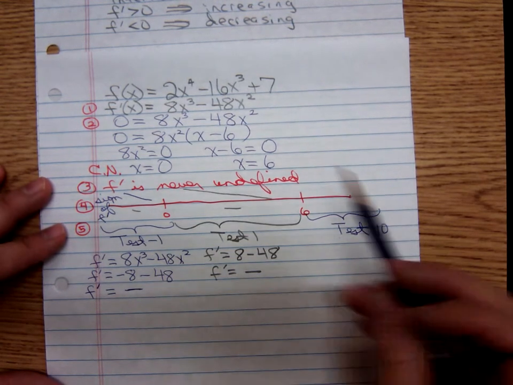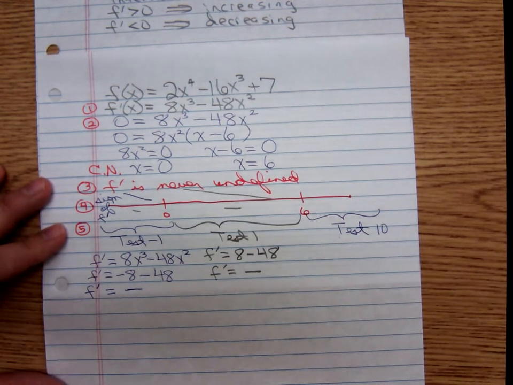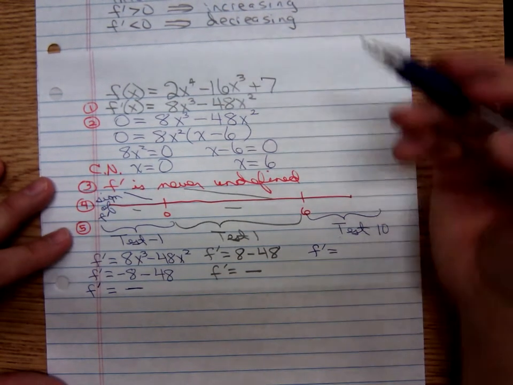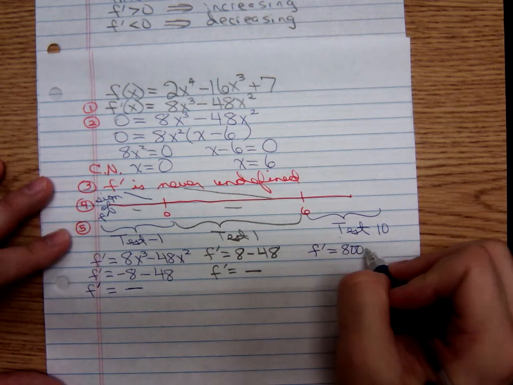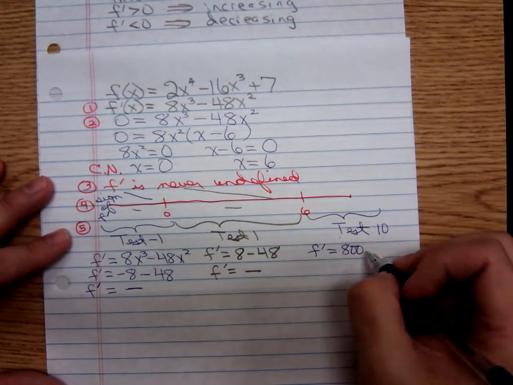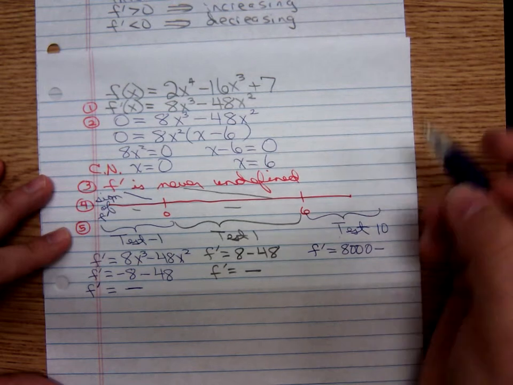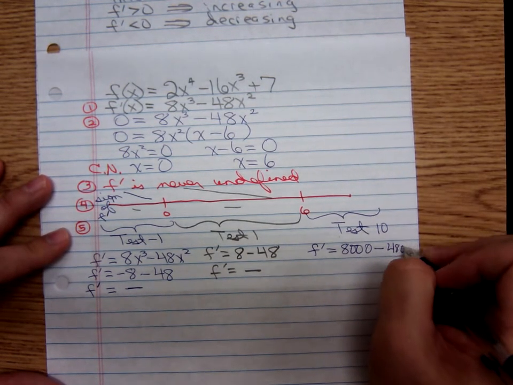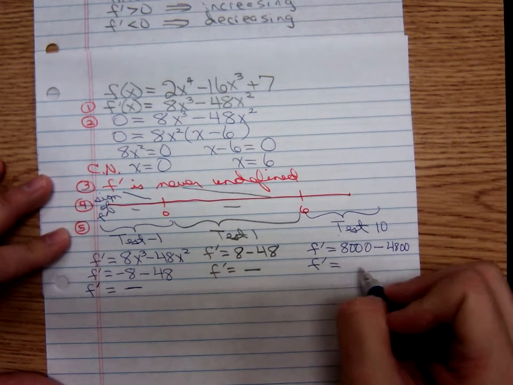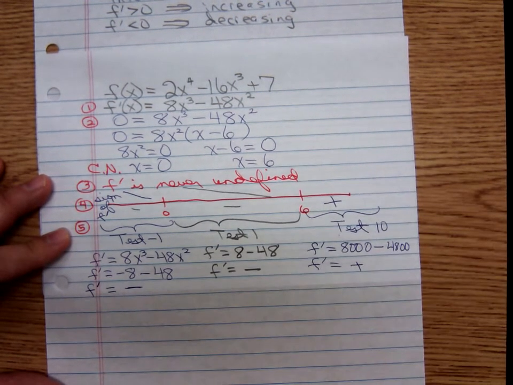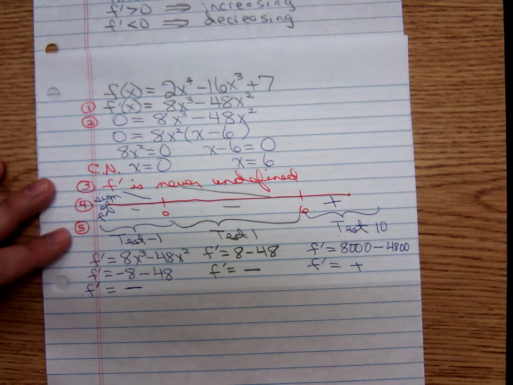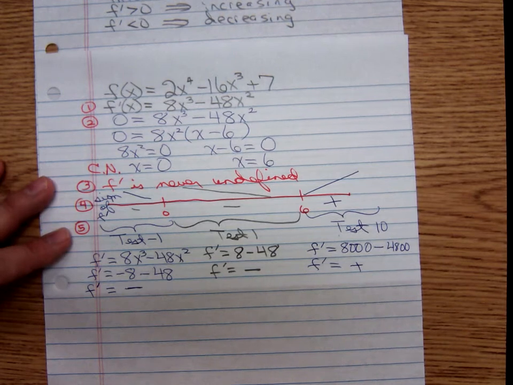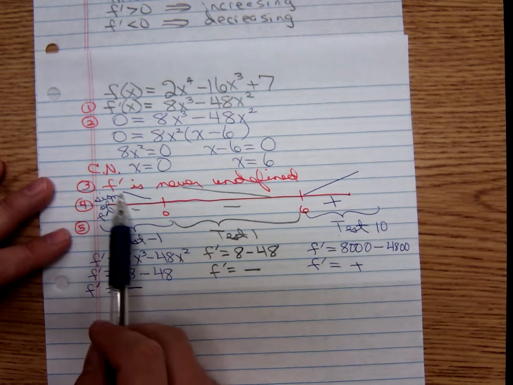And finally, plugging in 10. 10 cubed is 100, so we have 800. No, 10 cubed is 1,000, so we have 8,000 minus 10 squared is 100, so 8,000 minus 4,800. That's positive. Finally, we have an interval over which the function is increasing. When the derivative is negative, the function is decreasing.